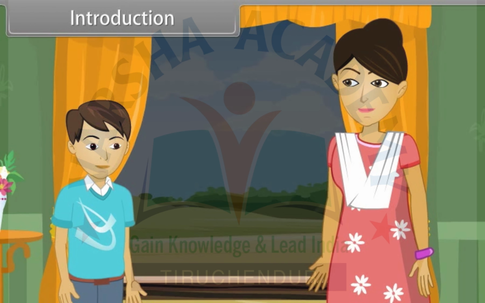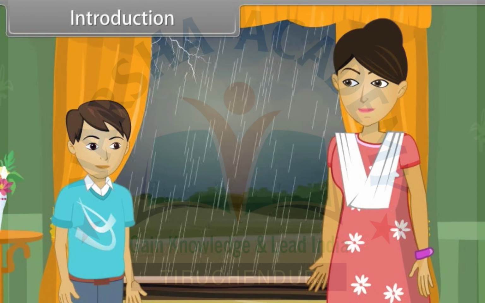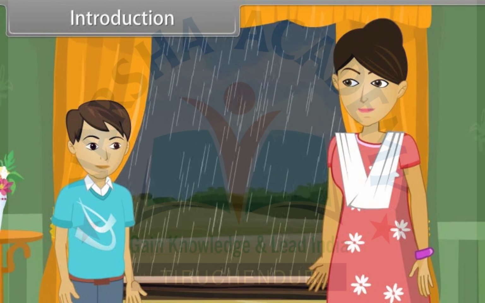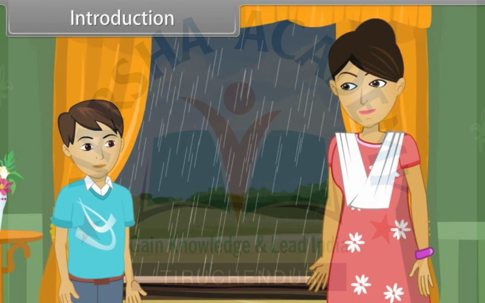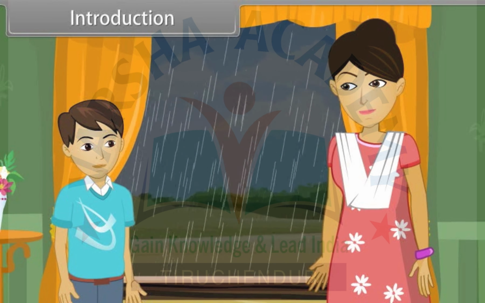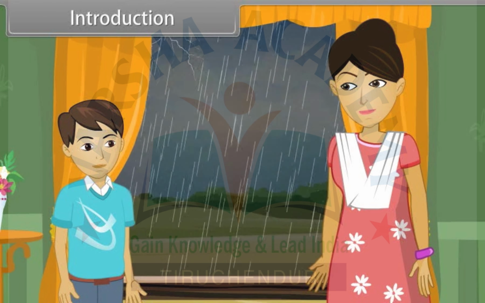Sumit and his mother are standing at the window and watching outside. The weather is looking good and there is a probability of the first rain of the season. Suddenly, rain starts. Sumit requests his mother to let him go outside and enjoy the rain. But his mother didn't allow him to go outside in the rain.